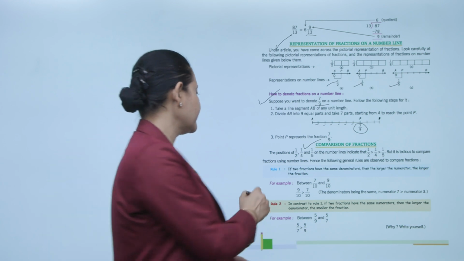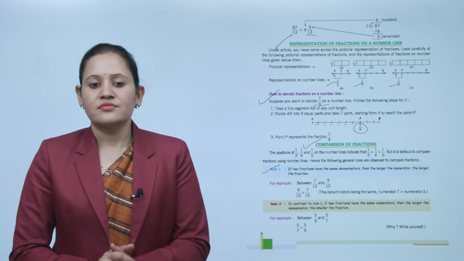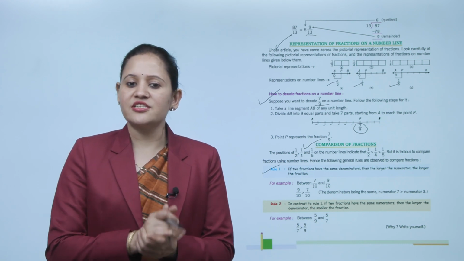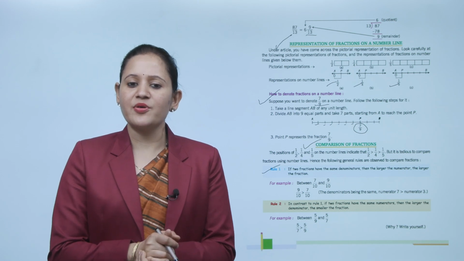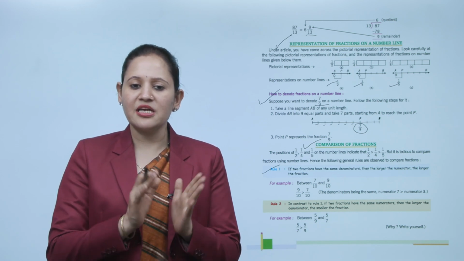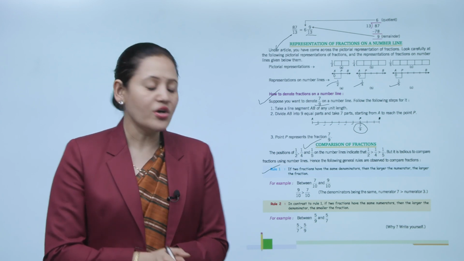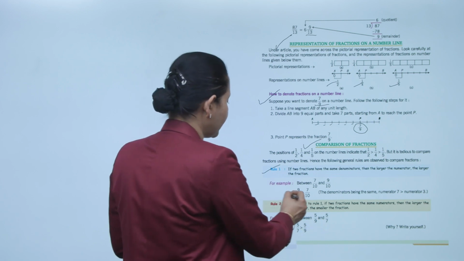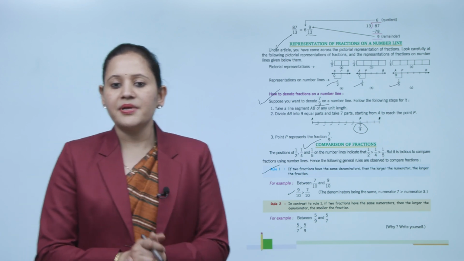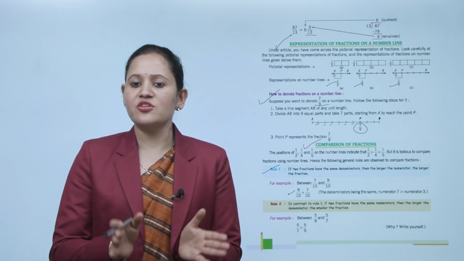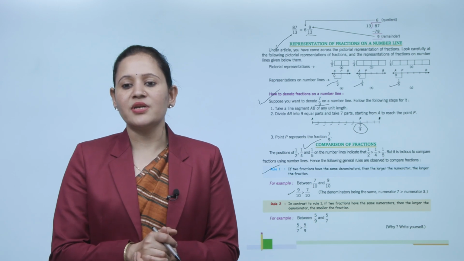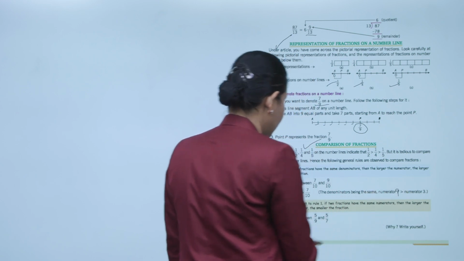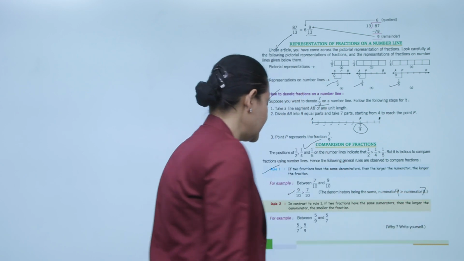Rule number 1. If two fractions have the same denominator, then the larger the numerator, the larger the fraction. For example, between 7 upon 10 and 9 upon 10, the denominator is the same, so we will compare the numerators. The fraction with the greater numerator will be greater, so 9 by 10 will be greater than 7 by 10, because the denominator is the same and numerator 9 is greater than numerator 7.